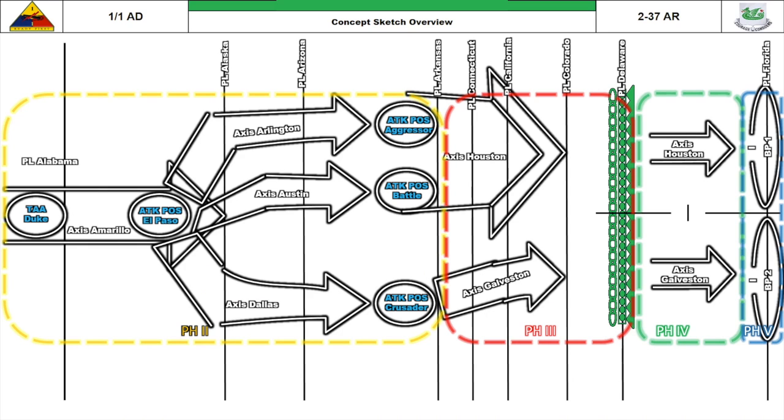We will now go over the concept sketch. Phase 1, preparation. This phase begins with the receipt of the order. This phase ends with the main body SP from TAA Duke. Critical events during this phase are area reconnaissance and main body preparation.